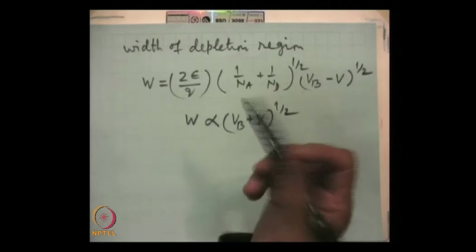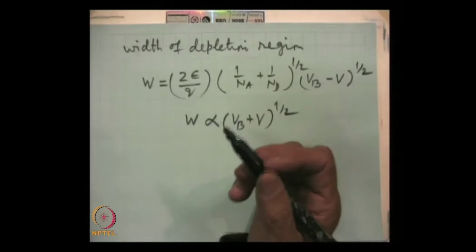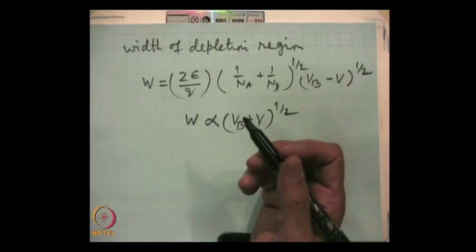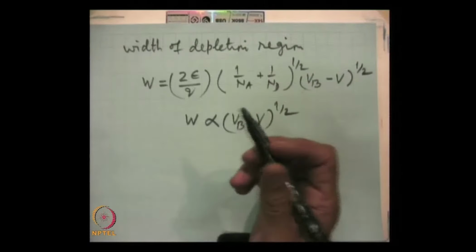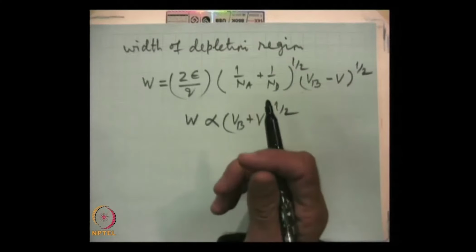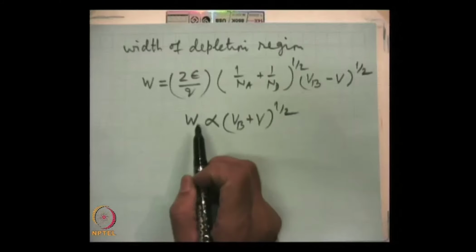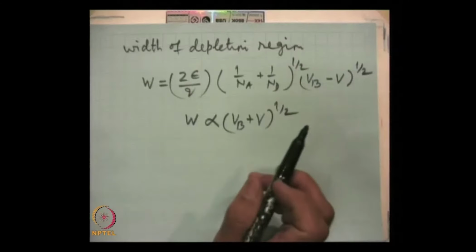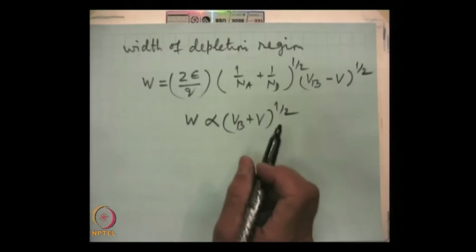And physically you can understand why it should increase, because the reverse bias pulls away the majority charge carriers further away from the junction, and hence more ions, those impurity ionized ions, will be uncovered, and they form what is known as the depletion region, and hence depletion width increases with the reverse bias.